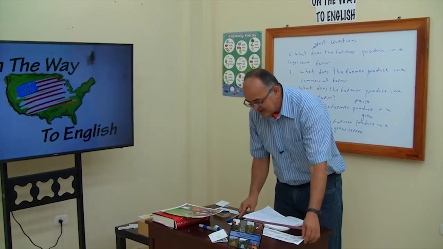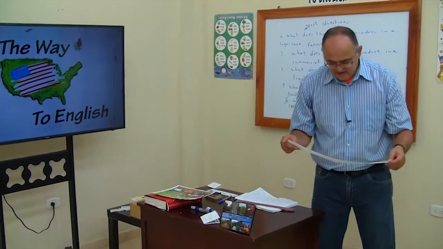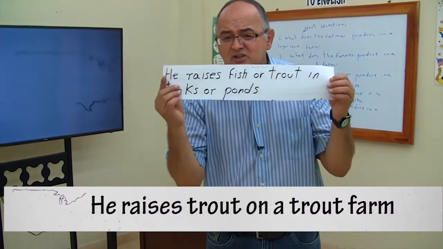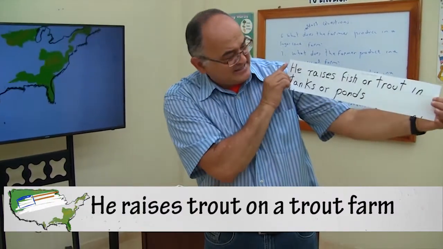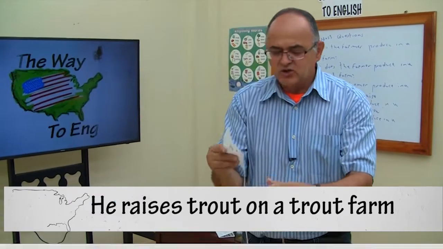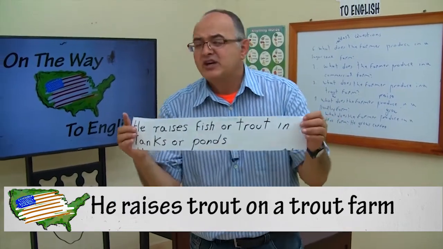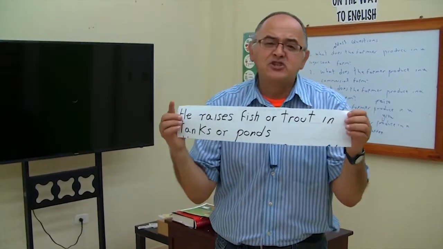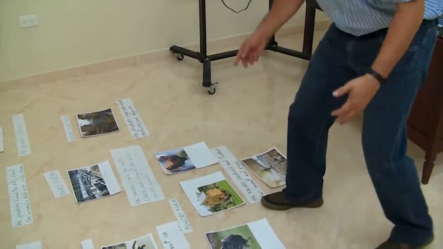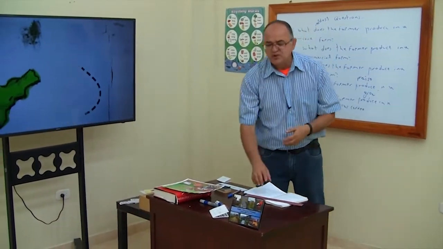Let me go back again to the poultry farm, because I have here, in a trout farm, what they raise. The farmer raises in a trout farm, remember, fish or trout in tanks or ponds. Let's put it here, so you get familiar with the vocabulary, so you can know what the farmer produces in every type of farm. Let's put it here. And then we have the most important farms that we can get in this beautiful town.